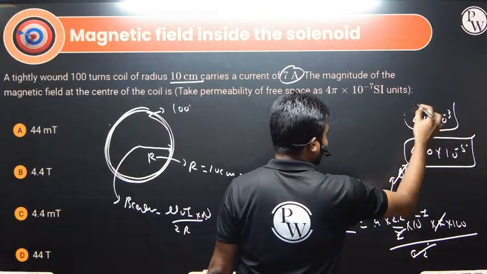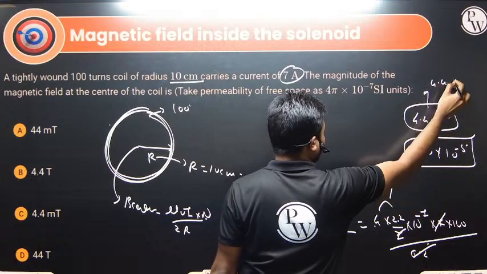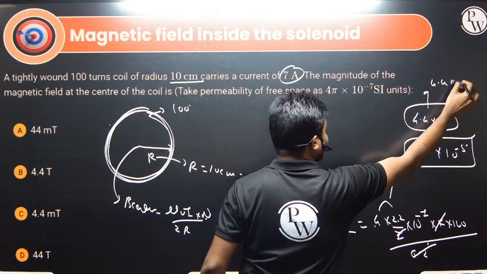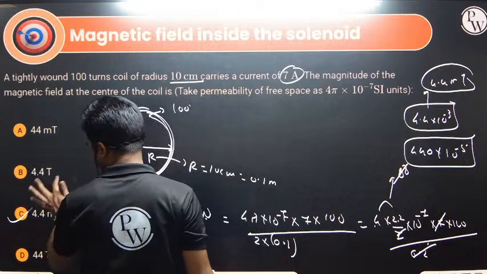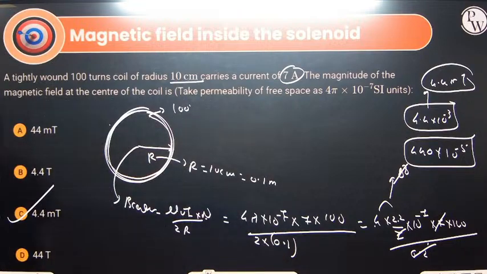So this is 4.4 millitesla, right? So the answer is option C, 4.4 millitesla.